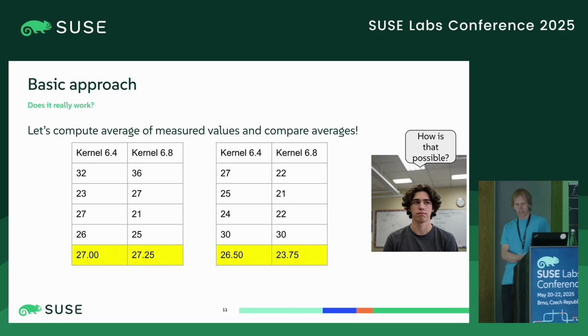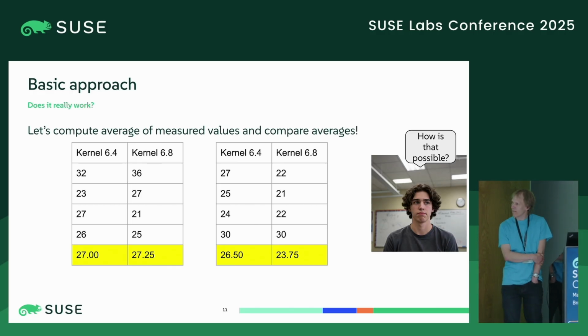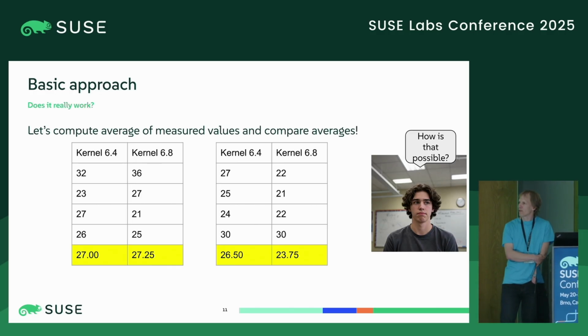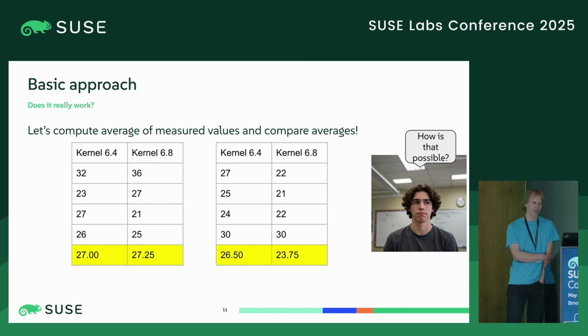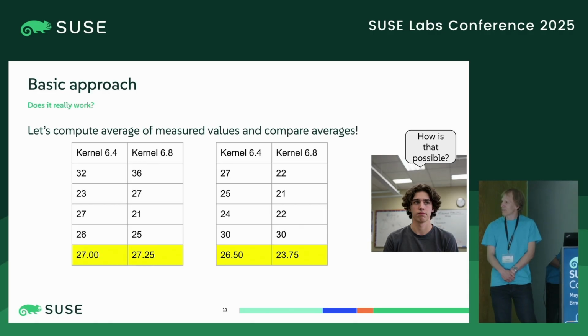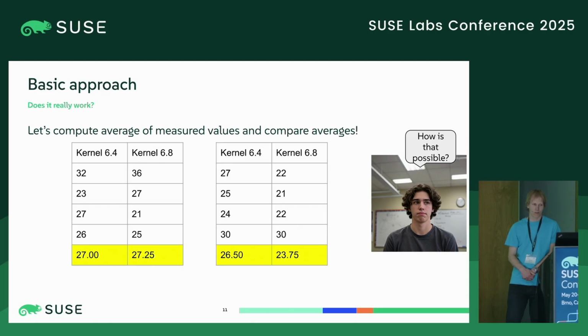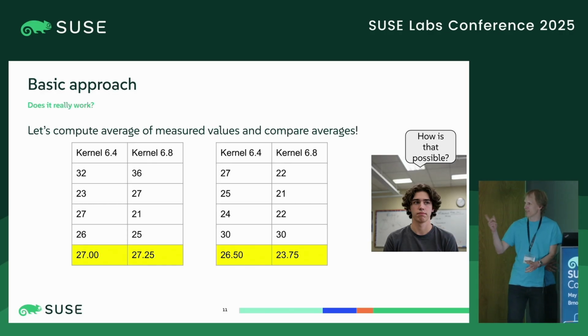But if you repeat the same procedure again, you again get 4 measurements from each kernel and compute the averages. Then you get 26.5 for 6.4 and 23.75 for the 6.8 kernel. So in the first set of measurements, the 6.4 kernel was slightly faster. In the second set of measurements, the 6.8 kernel was significantly faster, by about 10%. Whether that is significant or not is yet to be decided.